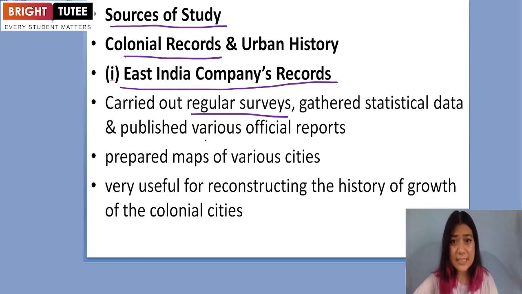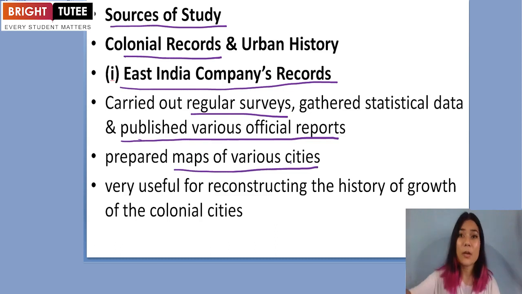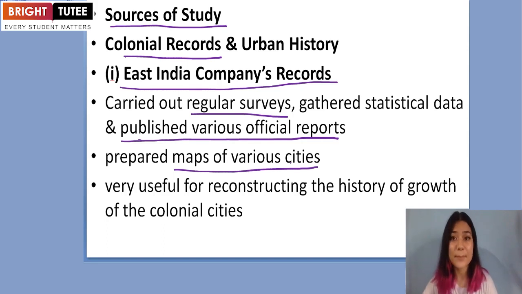Okay, and these surveys were then published. They were published in journals, in reports, government reports. So these also play an important role in our study of urban spaces, cities or towns during the colonial rule. Now, while they surveyed, they also prepared maps of various cities. So they would go in person and walk around collecting information and data, right? As they did that, they also got an idea of the area of the place, so they would often draw maps, and those maps also are important. So these maps and surveys are very useful for reconstructing the history of growth of the colonial cities.